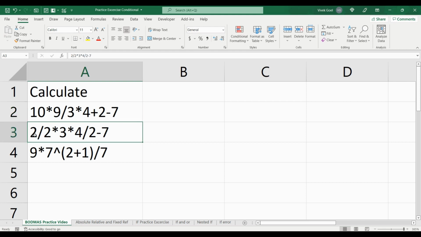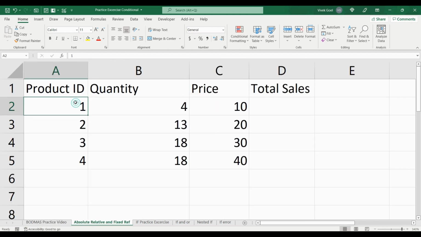For the next one we have 2 divided by 2 multiplied by 3 multiplied by 4 divided by 2 minus 7. For the next one 9 multiplied by 7. Order bracket open 2 plus 1 bracket close divide by 7. Instead of calculating this using Excel, first try to solve this on your own and then verify your answers using Excel.